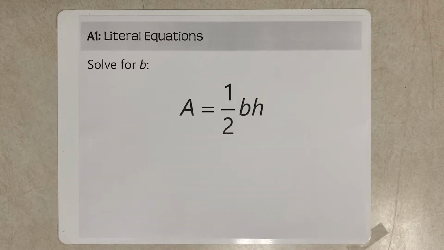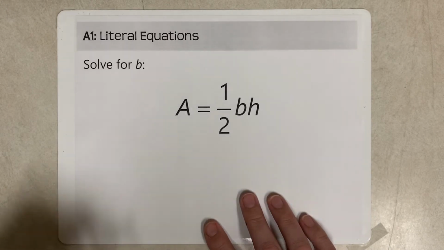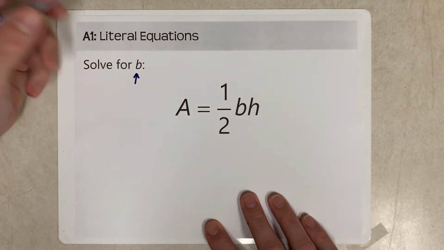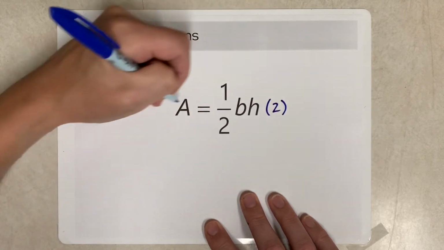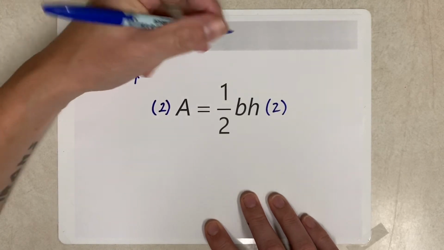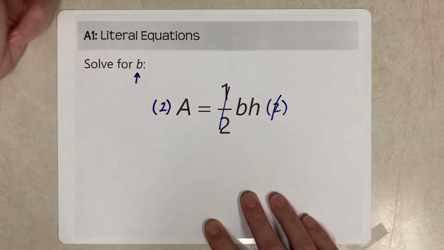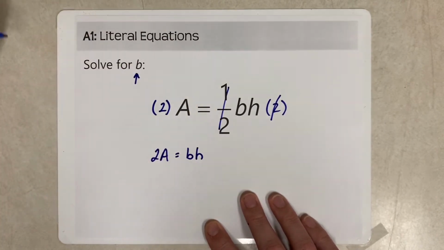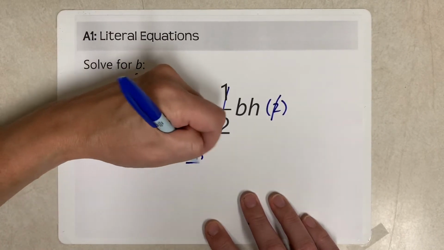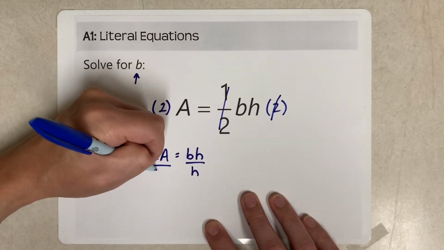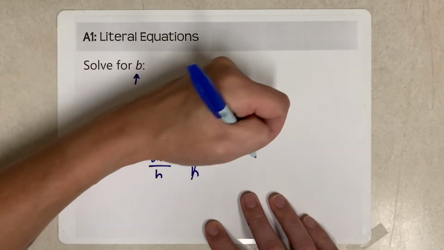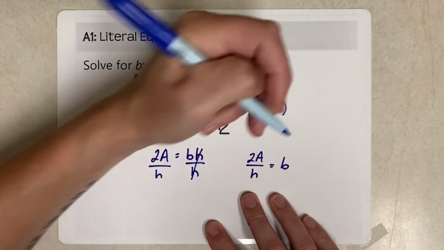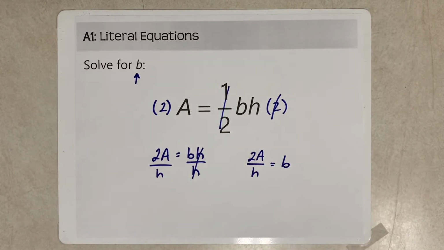Okay, here we have the formula for the area of a triangle, and they're asking us to solve for b. So really that 1/2 needs to go first. So we're going to multiply both sides by 2, and those are going to cancel. 2a is equal to b times h. And now to get b by itself, I just need to divide both sides by h. And I got 2a over h is equal to the base. And that is now solved for b.